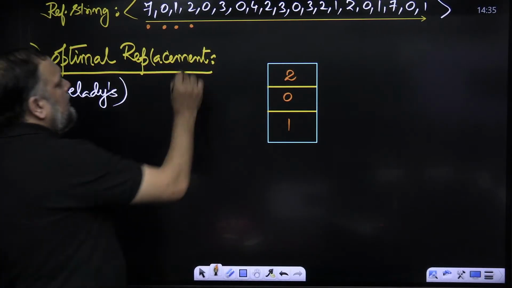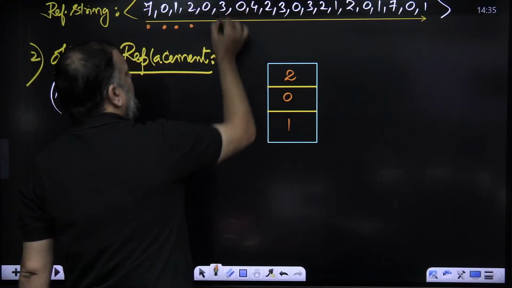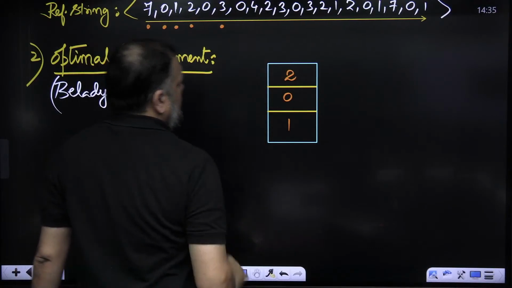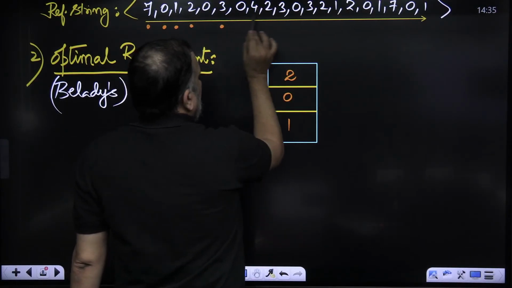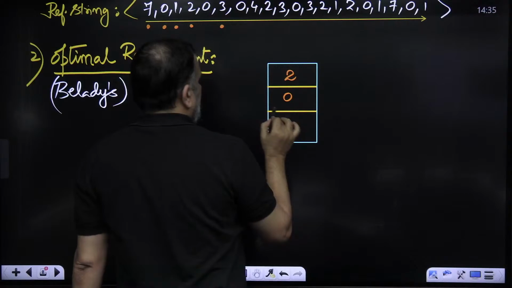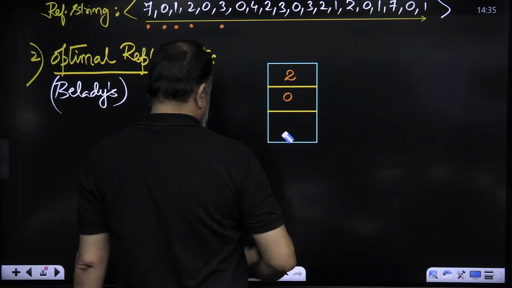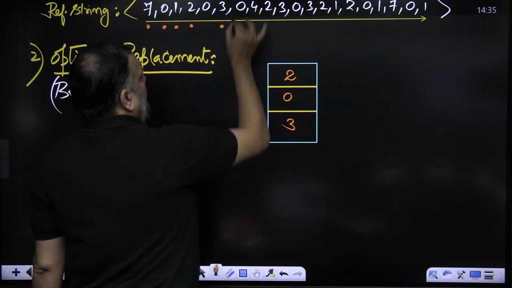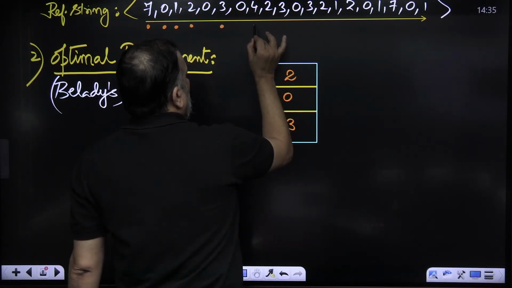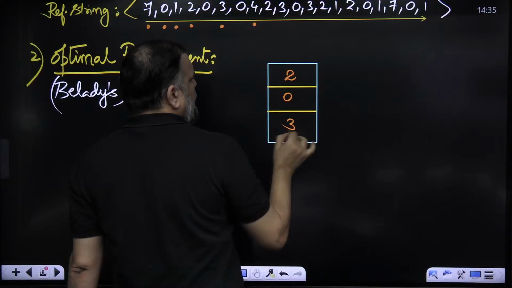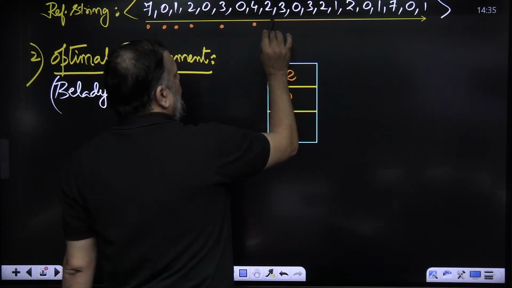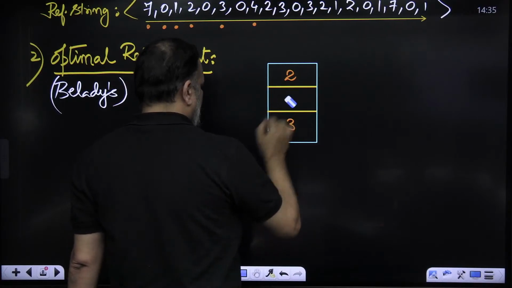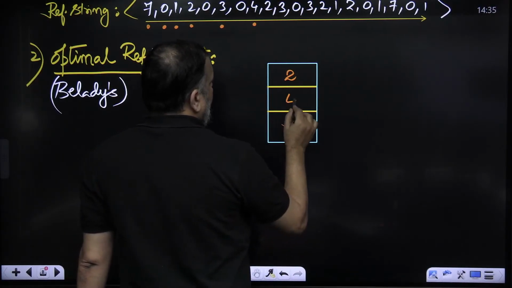Then after that, 0 will not cause a fault, 3 will cause a fault. So we have to decide among 2, 0, 1 who is going to be the victim. Now see, 0 is referred, 2 is referred, 1 is at the end. So in place of 1, we are going to bring 3. Optimal replacement. 0 will not cause a fault, 4 will cause a fault. We have to decide among 2, 0, 3 who is the victim. 0 is referred at the end. So in place of 0, we are going to bring 4.